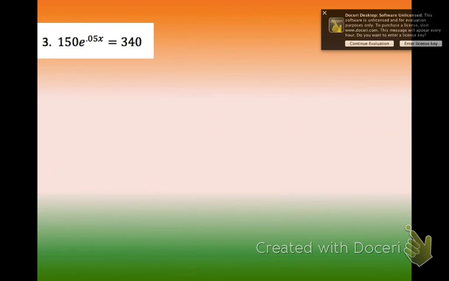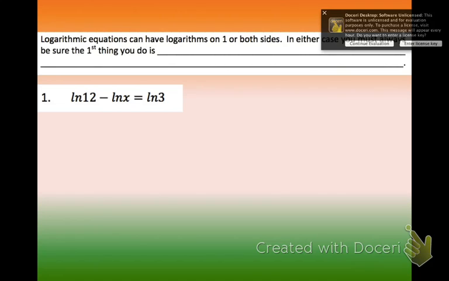This third example we're actually going to go over in class tomorrow. It is a little bit different because you have a base e here, so you want to do something a little different to solve it, which is not really a big deal at all.